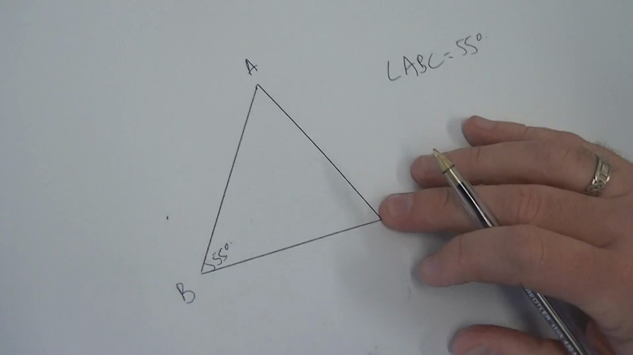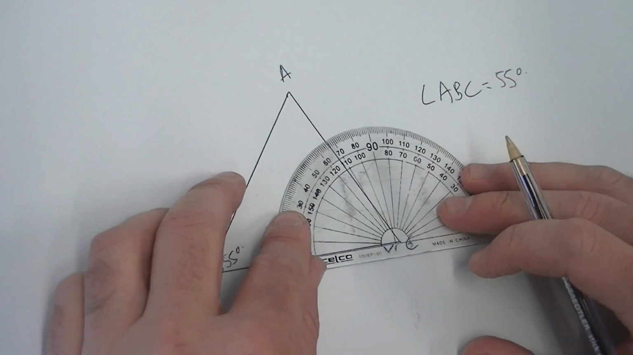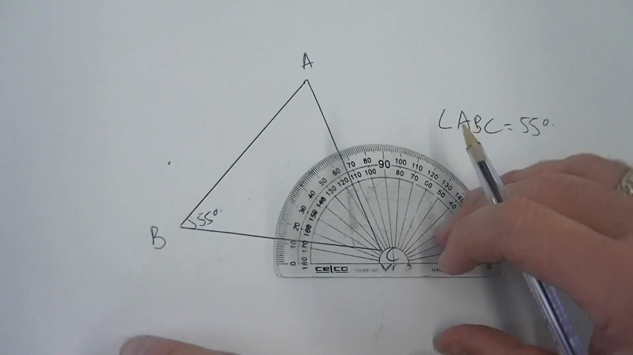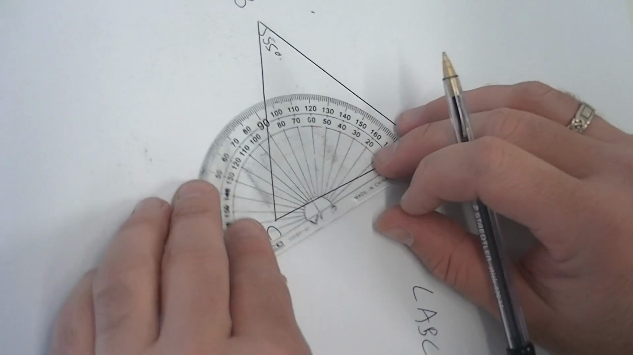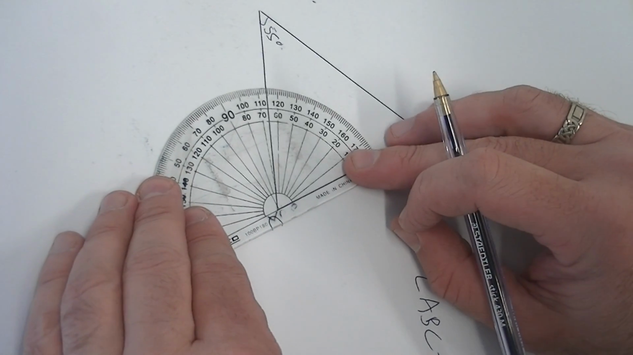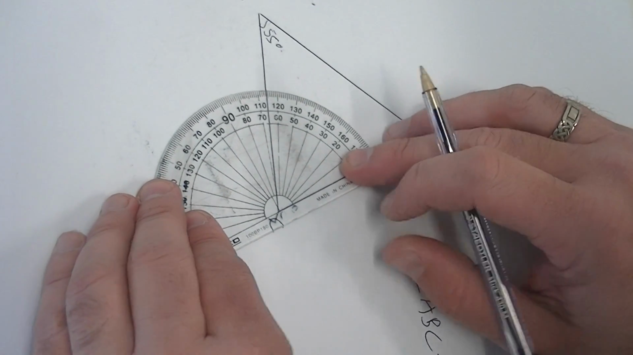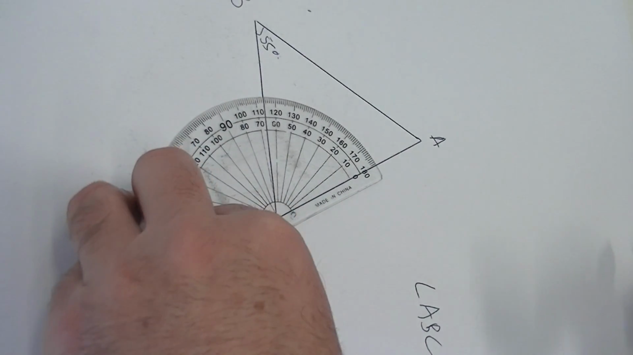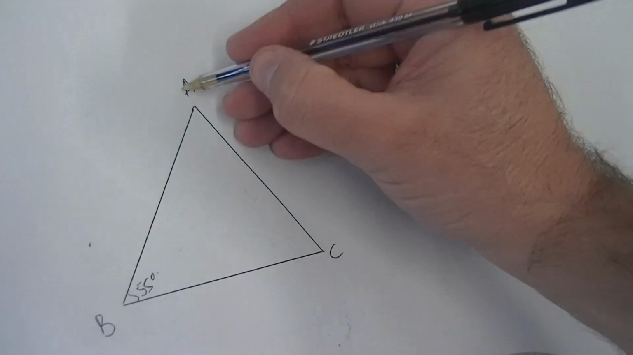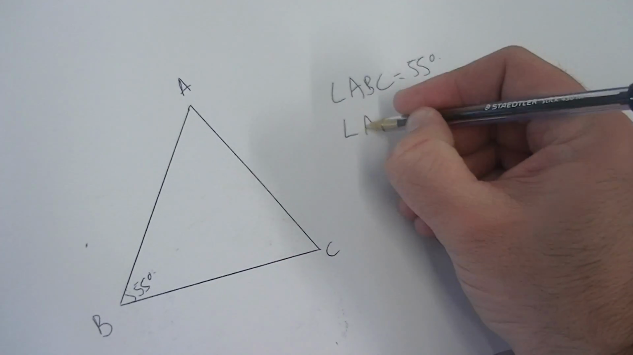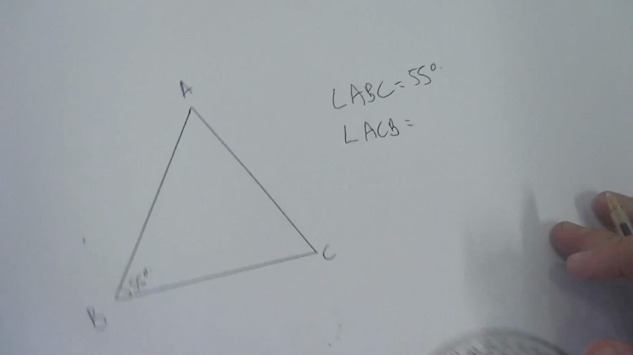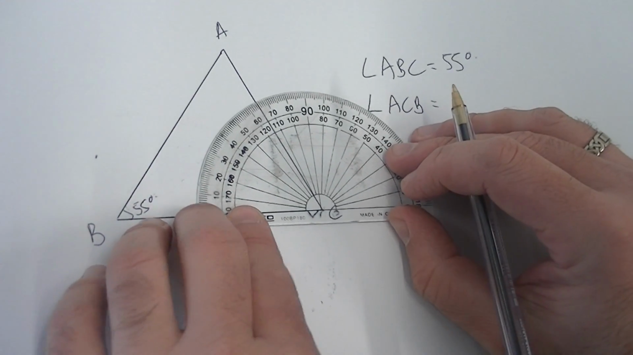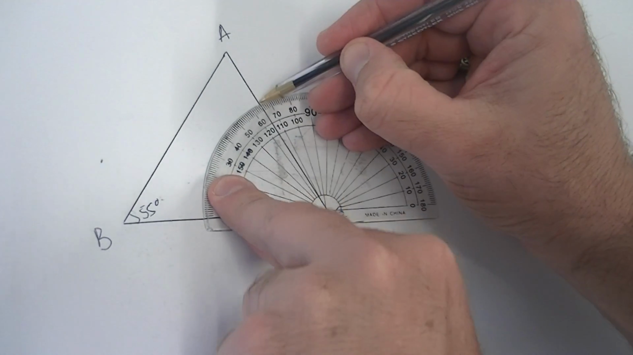Now, when it comes to this other angle, I could hold it there and read it back this way, and that'll give me 65 degrees by the way, or I can measure it from here and get my 65 degrees. You can actually put it on whichever base you want. So that angle there is ACB. It is the angle of ACB. And just to be clear, it is on the bottom line. There we go, exactly 65 degrees.